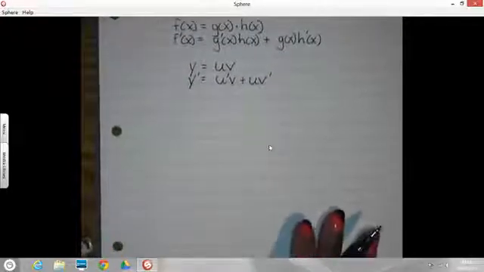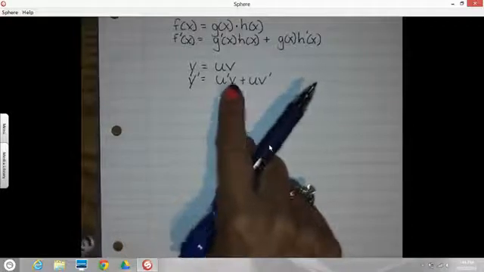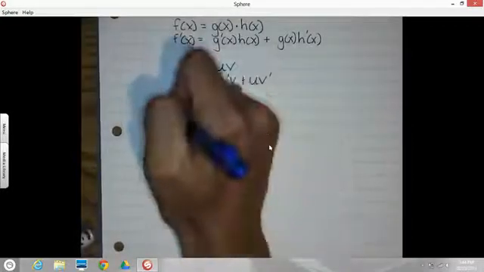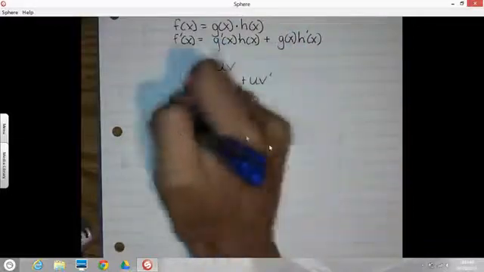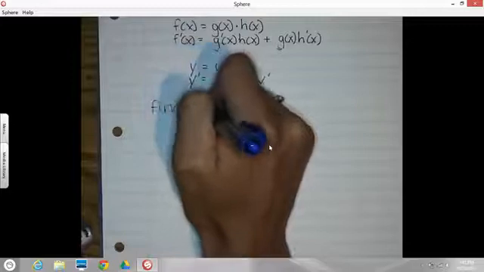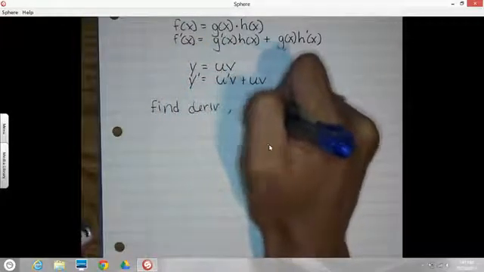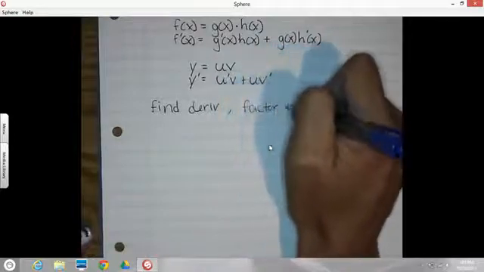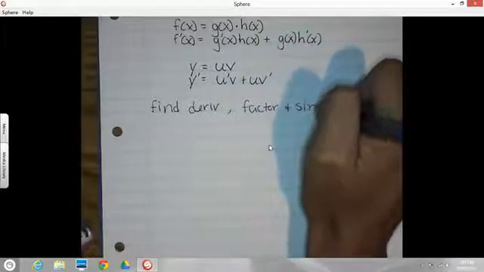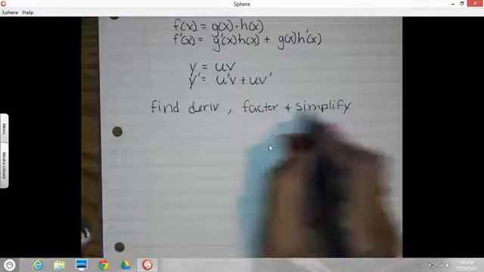And I'll try to point out why it's a product rule that you should be doing on each one. So here we want to find derivative, factor, and simplify. And this is usually where the challenge comes in, the algebra stuff. The calculus isn't so bad.